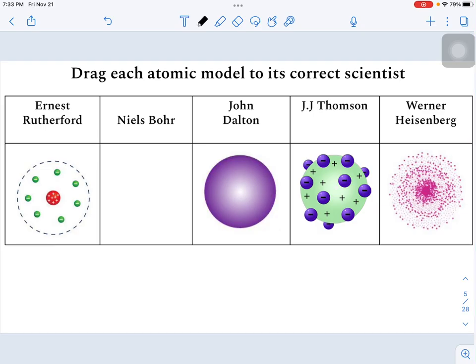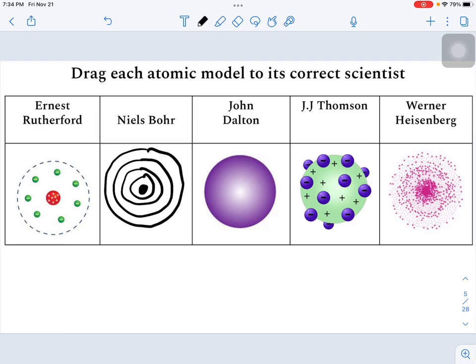Okay, so what I would like for you to do in this slide is drag the atomic models to their correct scientist. And I've laid them out here. Niels Bohr, looks like his model is not showing up, but his was the planetary model, so it should look something like that, students, okay? So go ahead and drag those to the correct location on your Google Slides.